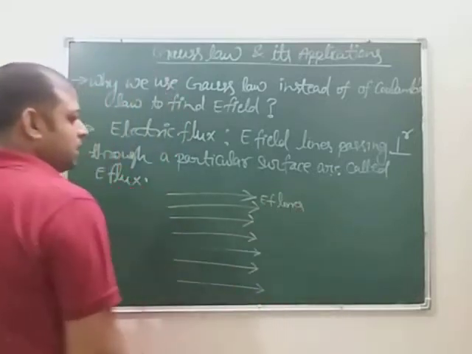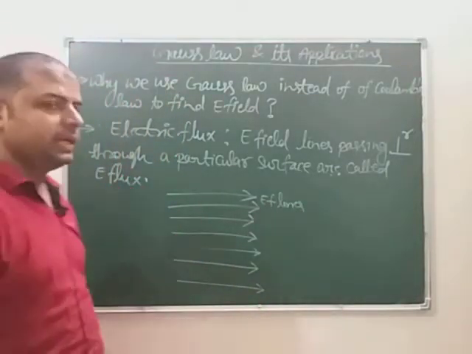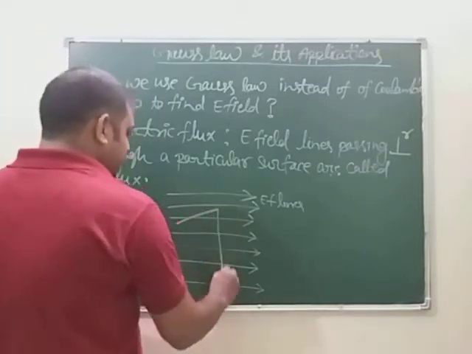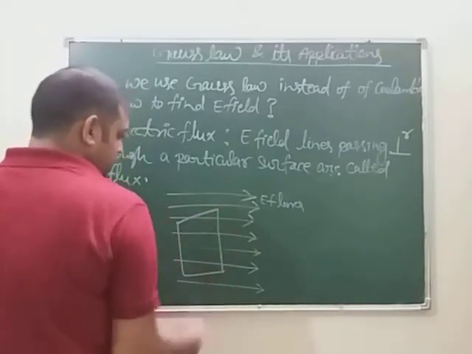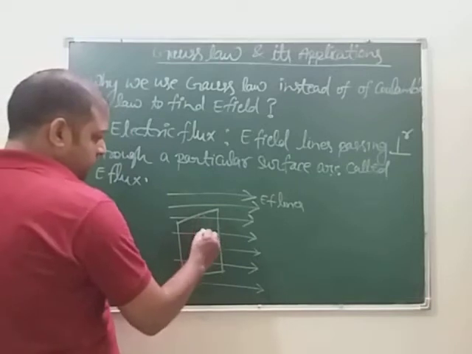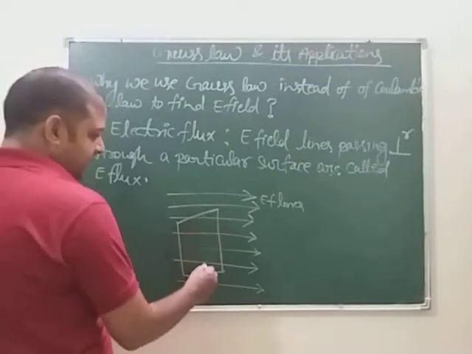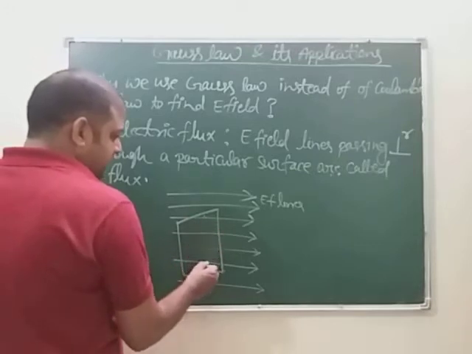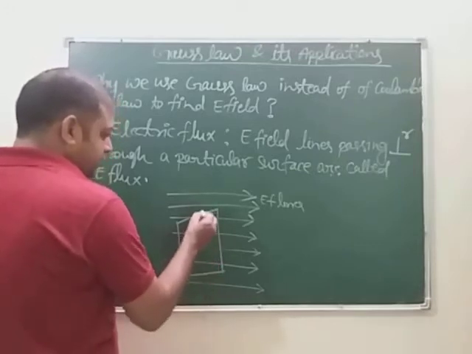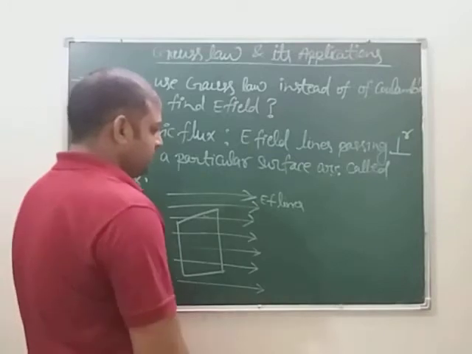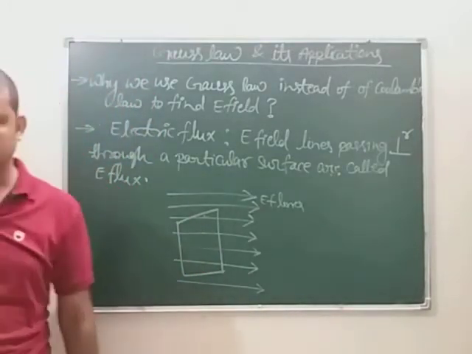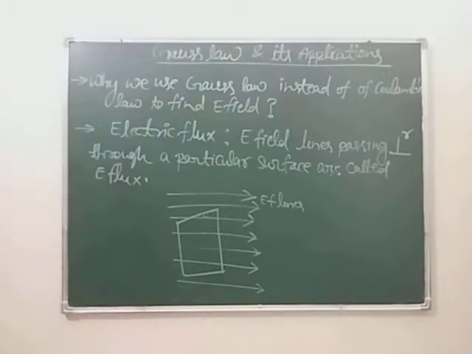But these lines are not all electric flux. The flux is only those lines passing perpendicular to a surface. So these 4 lines, 1, 2, 3, 4, come under electric flux, while the rest of the lines are only electric field lines. We cannot say that they are flux. So note down this example. It will help you to understand the topic.